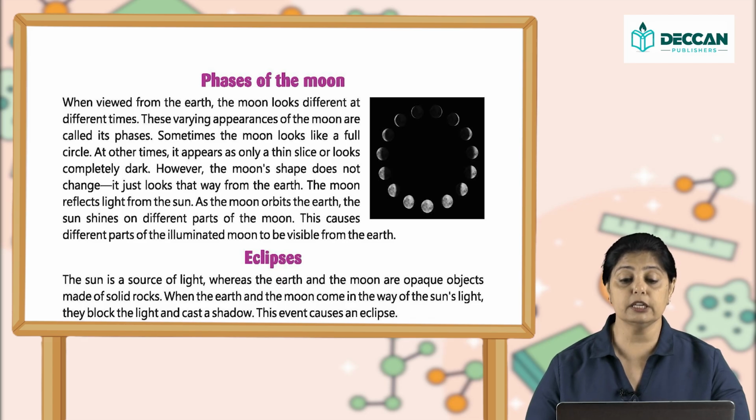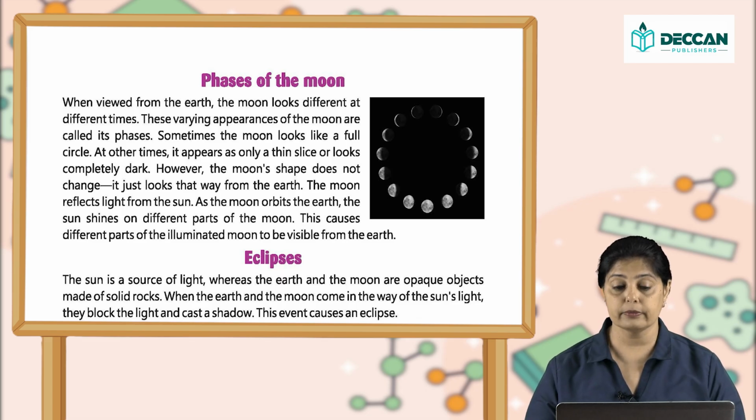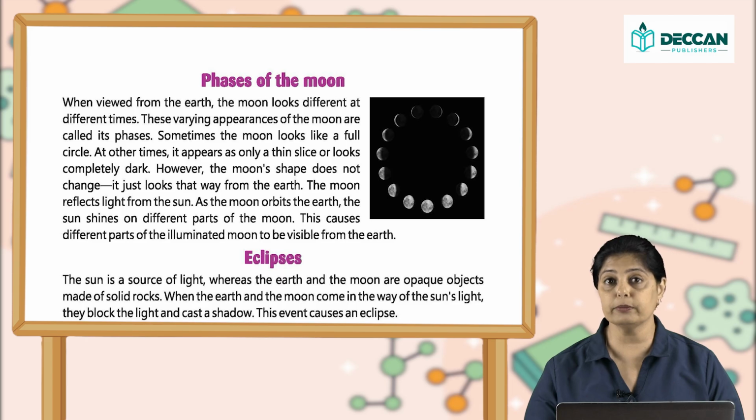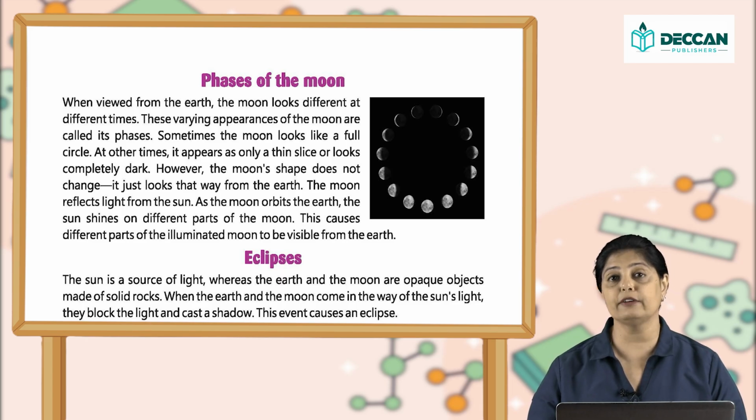At other times it appears only like a slice, a very thin slice, and sometimes it's completely dark, you don't see the moon in the sky. However, the moon's shape does not change. It just looks that way from the earth. So the moon's shape does not change, it looks like that from the earth.